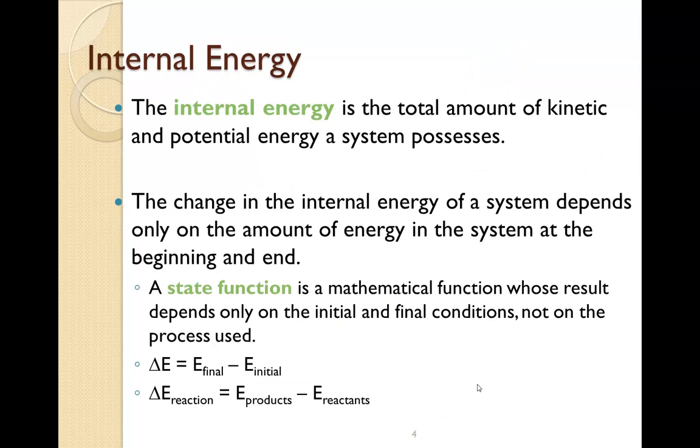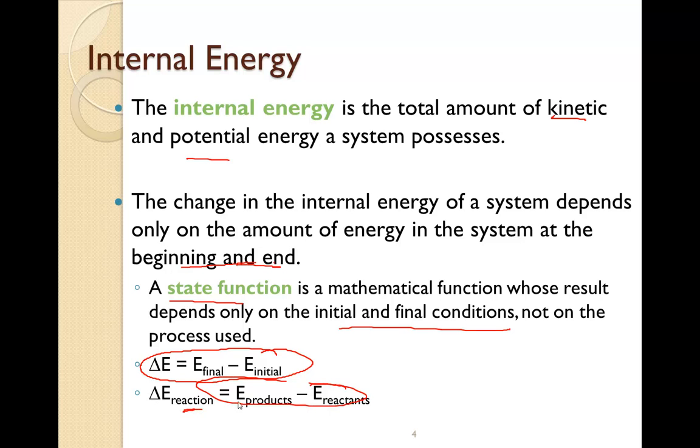The internal energy is the total amount of kinetic and potential energy the system possesses. The change of the internal energy of a system depends only on the amount of energy in the system at the beginning and the end. So it doesn't matter how it got there or what happens during it. All that matters is the final and the initial. This is called a state function. It's a mathematical function whose result depends only on the initial and final conditions, not on the process used. So it's the final minus the initial, or the delta E of a reaction is the products minus the reactants.